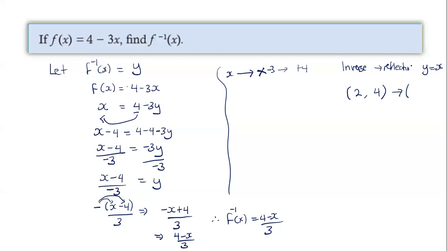Because when you are reflecting in the line y is equal to x, it's a matter of just interchanging. What has been your x becomes your y. What has been your y becomes your x. So what is going to be our inverse? 4, 2. What if I had -3 and 4? What is going to be your inverse? 4, -3. Now, that's what we call a reflection.